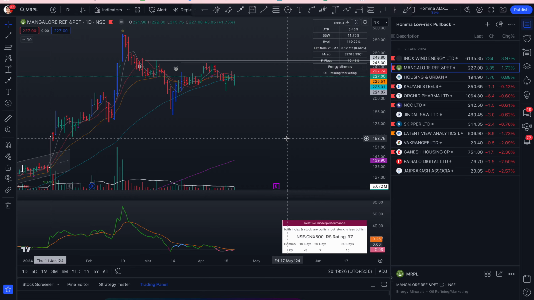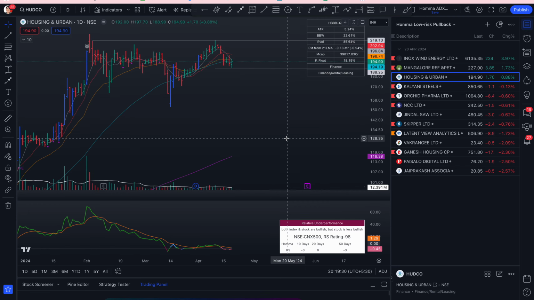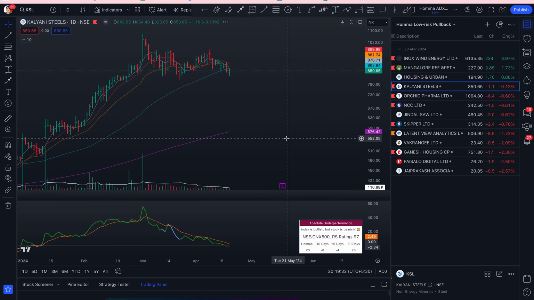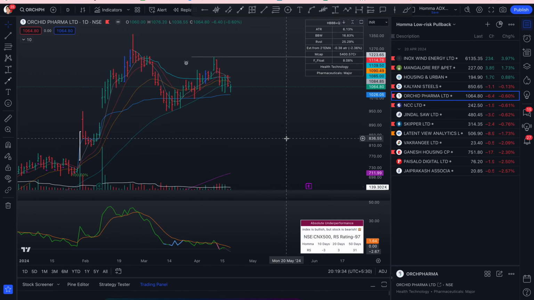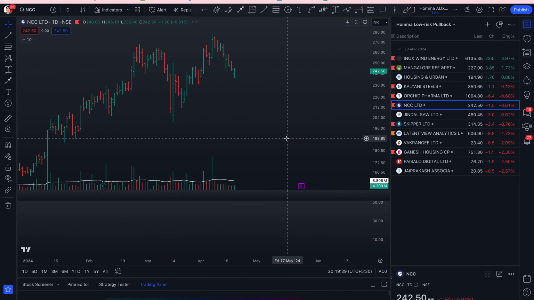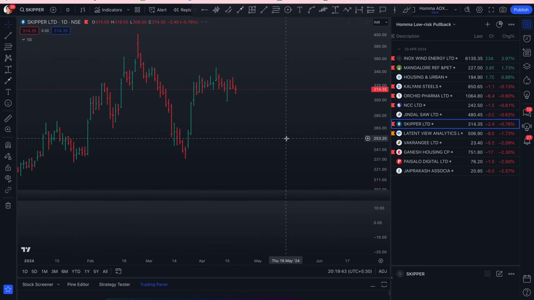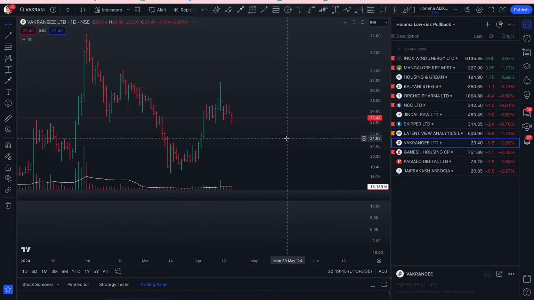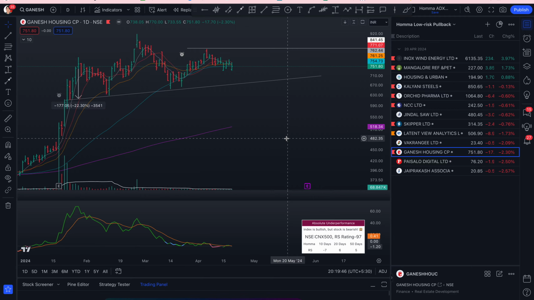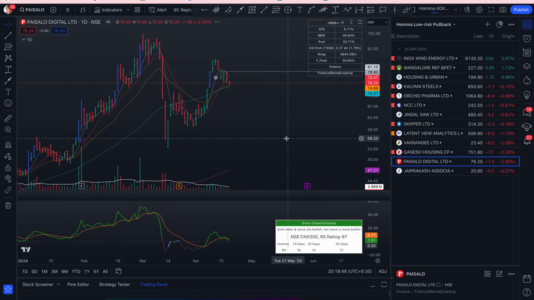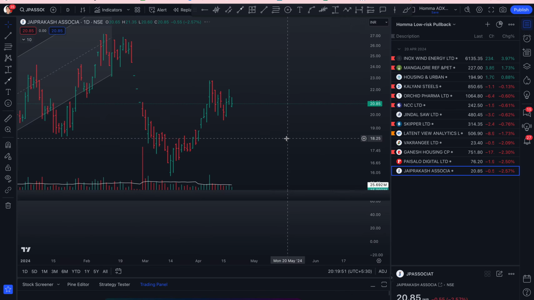Mangaluru Refinery and Petrochemical very tight to the 50 day moving average. Hudco very tight. Kalyani Steel very tight. Archid Pharma, tight in the sense that it's around the 50 day moving average. NCC 50 day moving average. Jindal Saw is also at 50 day. Skipper 50 day. Latent 50 day. Vakrangee. Ganesh Housing 50 day. Paisa Lelo Digital also at 50 day. Jaiprakash also at 50 day.